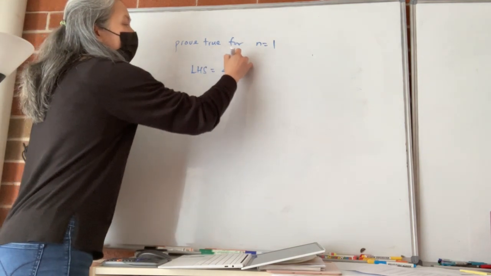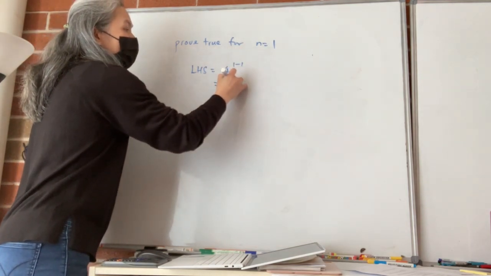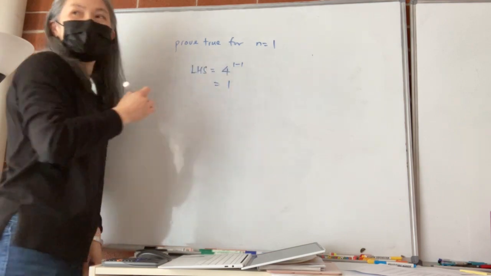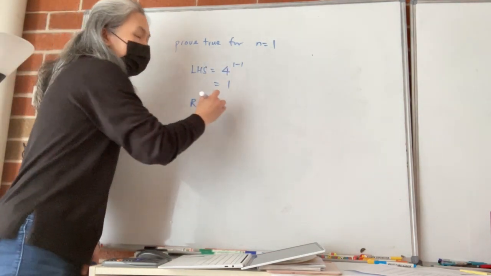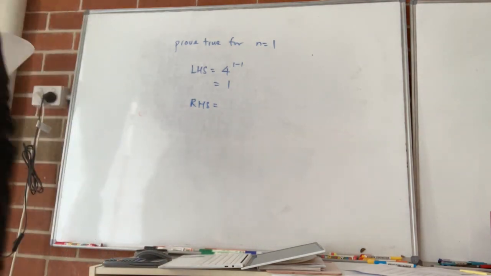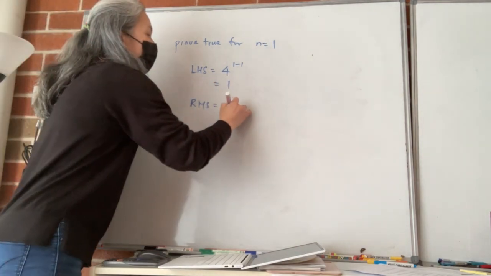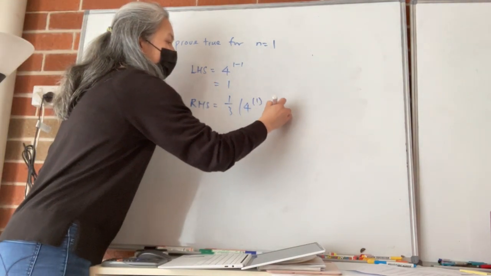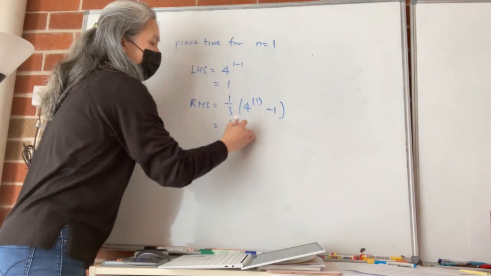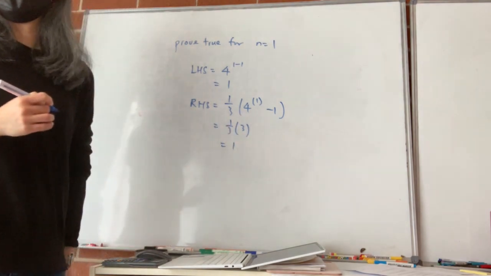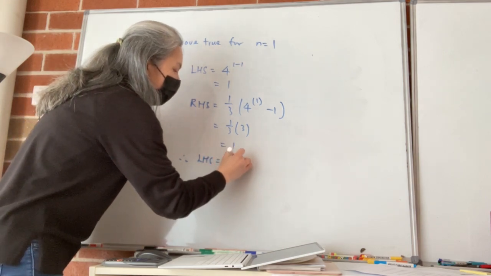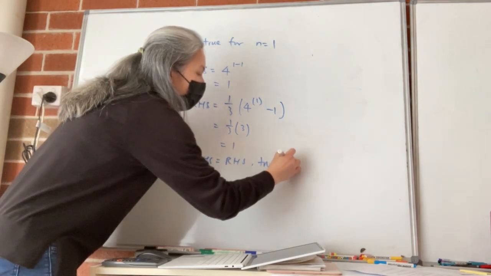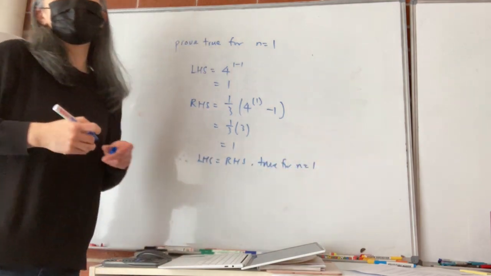You are going to have 4 to the power 1 minus 1, which is equal to 4 to the power 0, which is going to be 1, isn't it? And then you do it with the right hand side. Again you write the equation out and then you sub in. So you are going to have a third, and then 4 to the power 1, and then minus 1. So if you sub in a third times 3, which is going to be 1. And therefore, left equal to right, and true for n equal to 1. This is the first statement you are going to write.